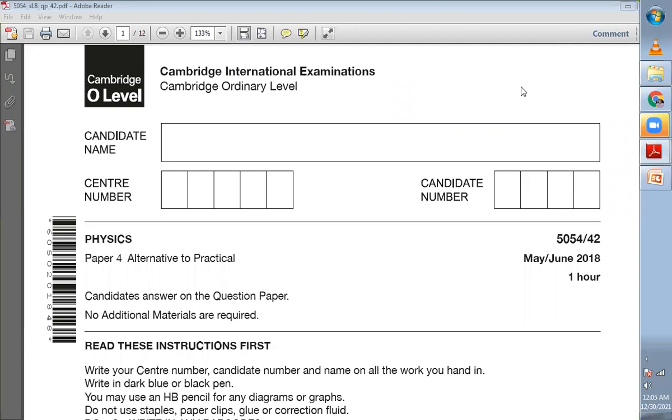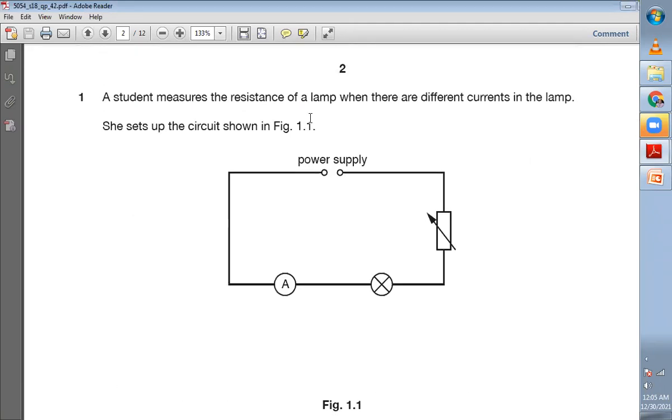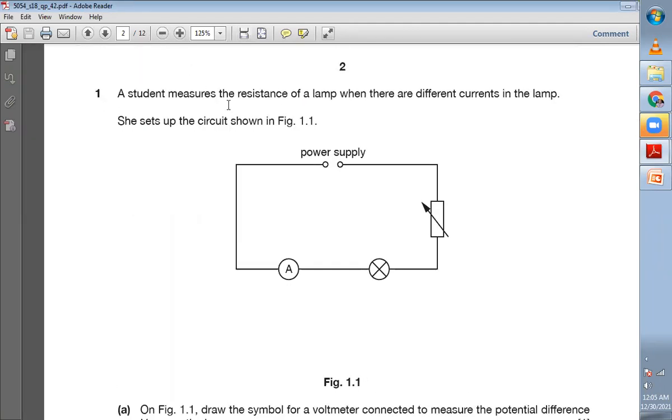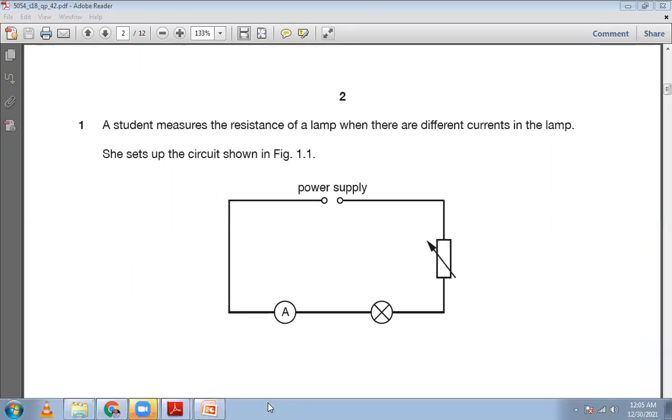So May-June 2018, 4-2 paper. The time allowed for this paper is 1 hour. Okay, so let's start this paper. The first question is coming up on your screen. It says, a student measures the resistance of a lamp when there are different currents in the lamp. She sets up the circuit shown in figure 1.1.